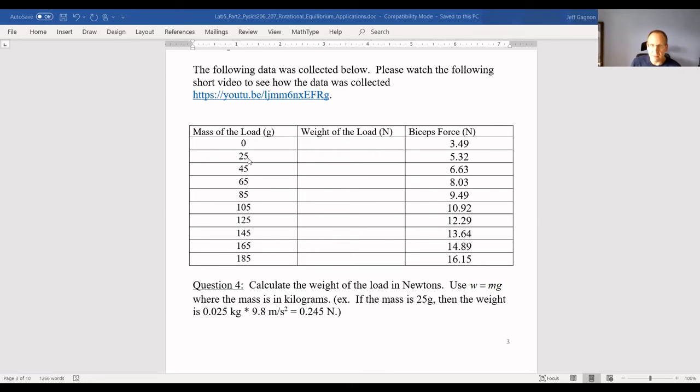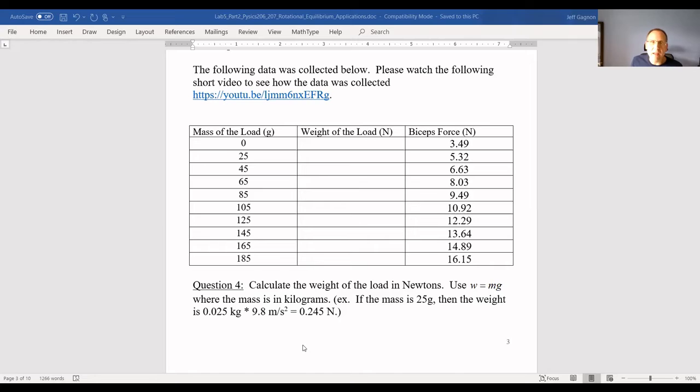So you have to first convert 25 grams to kilograms. So you could either divide by 1,000 or move the decimal place 3 places to the left, right? So it's basically 0.025 kilograms times 9.8. So the first value is going to be 0, right? And when the mass is 0, the weight of the load is 0. Second value here will be 0.245 newtons. So just calculate all of these. We want the weight of the load in newtons.